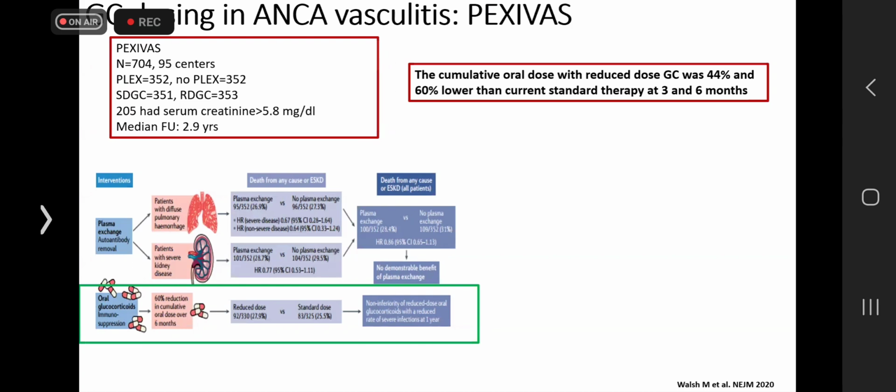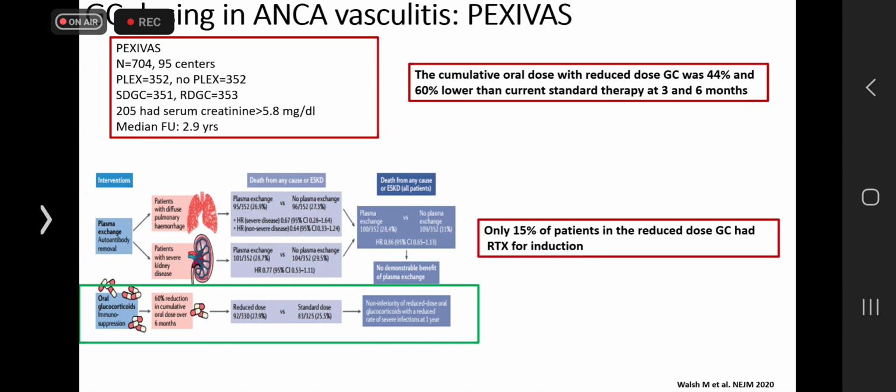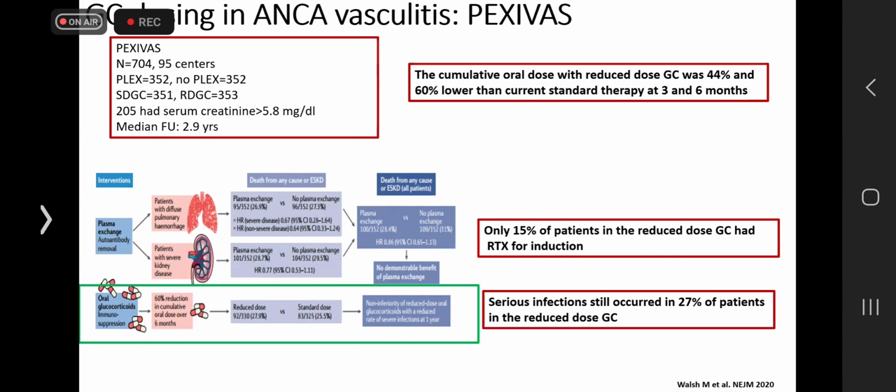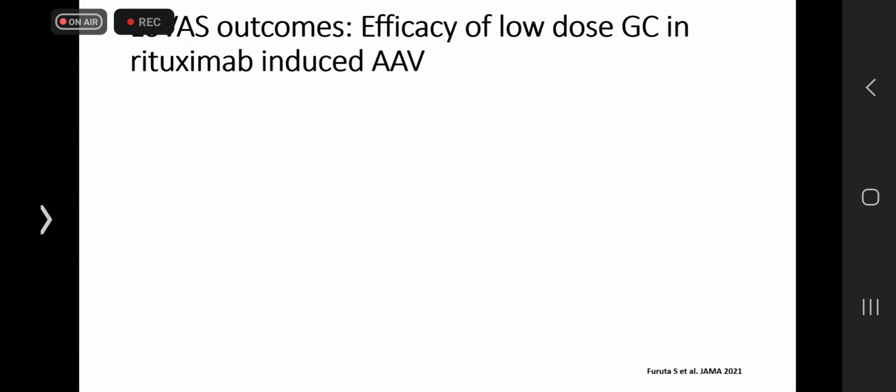However, there was significantly reduced severe infections at 1 year in the reduced dose arm. Of note, PEXIVAS predominantly enrolled cyclophosphamide-induced patients. Only 15% of the patients in the reduced dose glucocorticoid group received rituximab. And although reduced dose glucocorticoids was effective in decreasing infections, serious infections still occurred in up to a third of the patients. So we still have room to improve here.